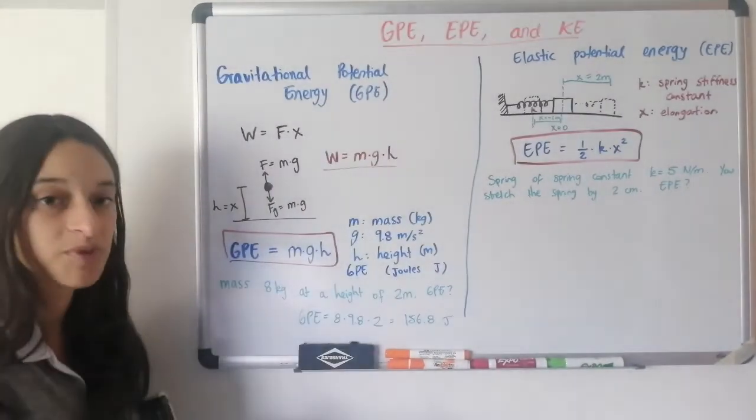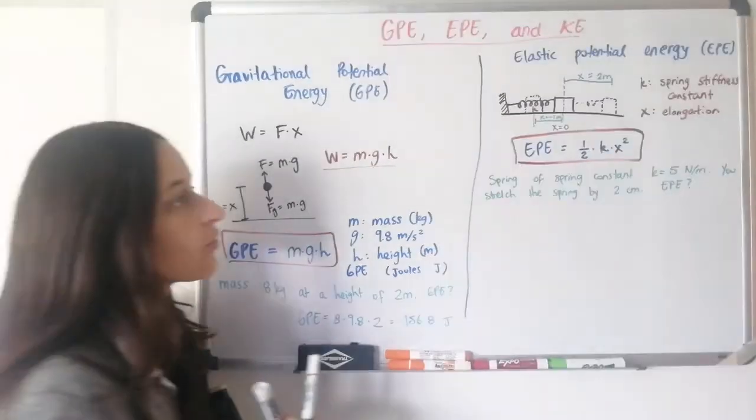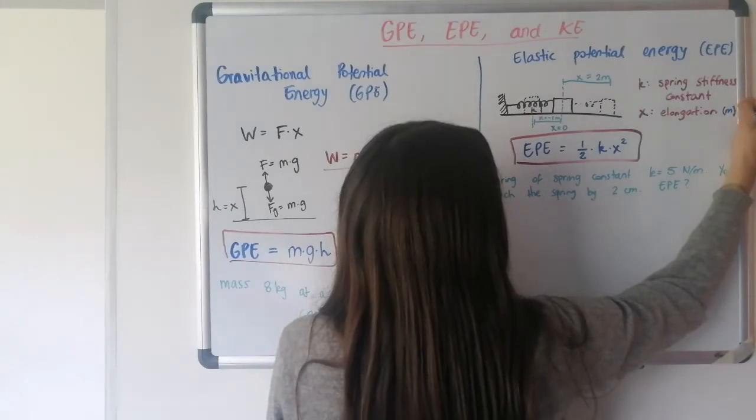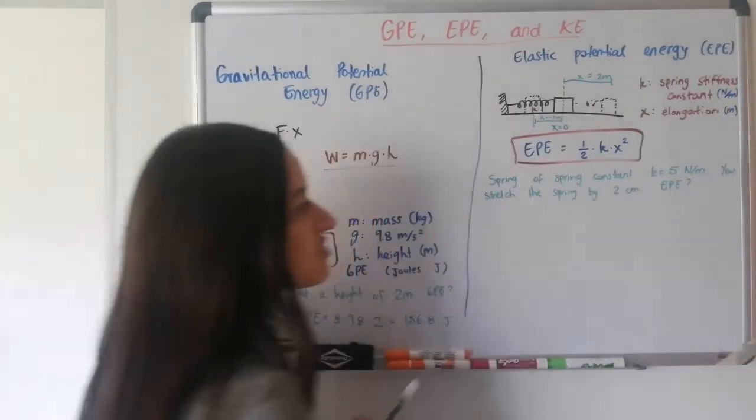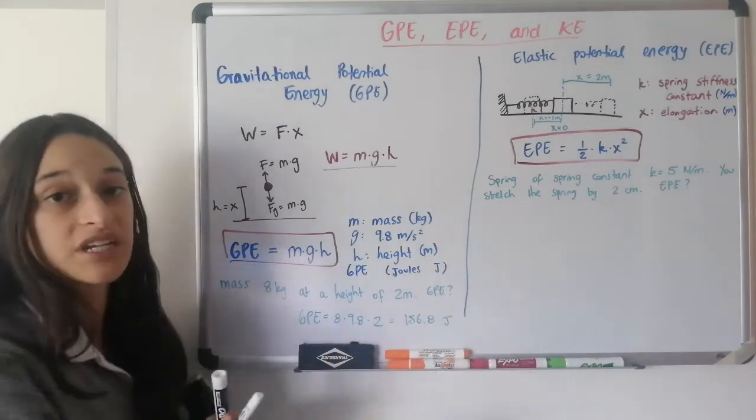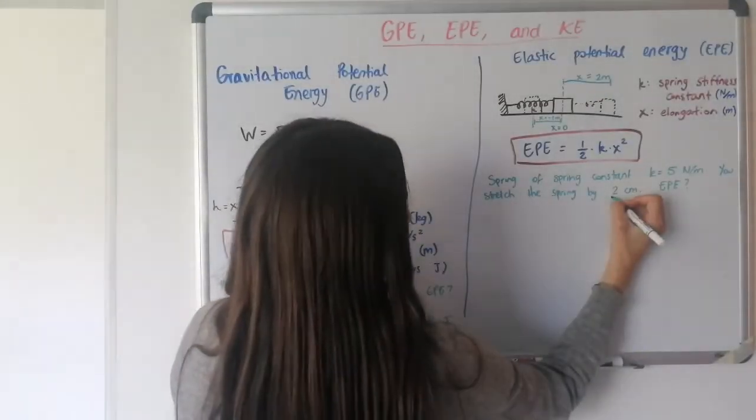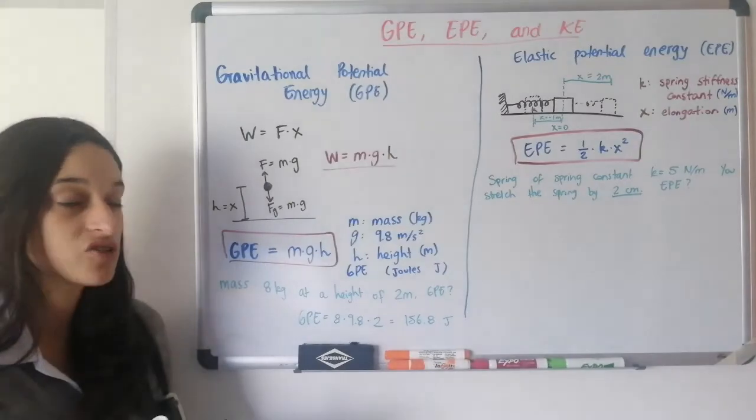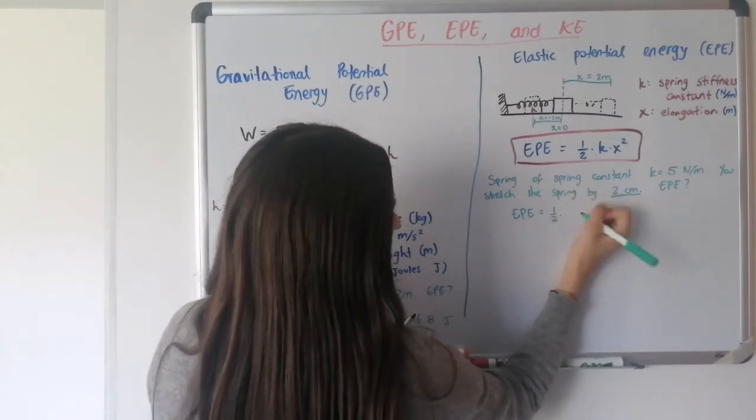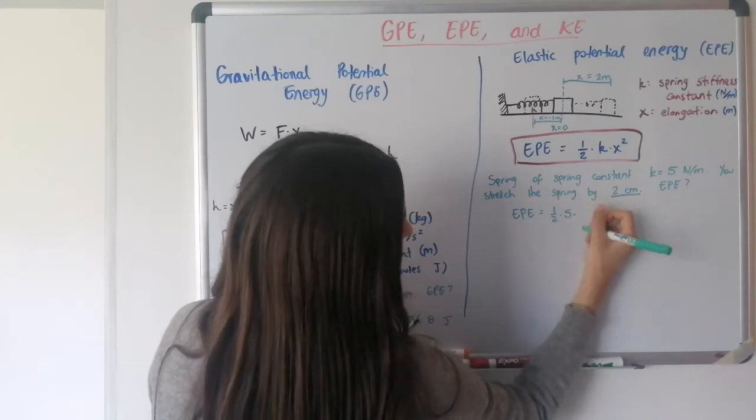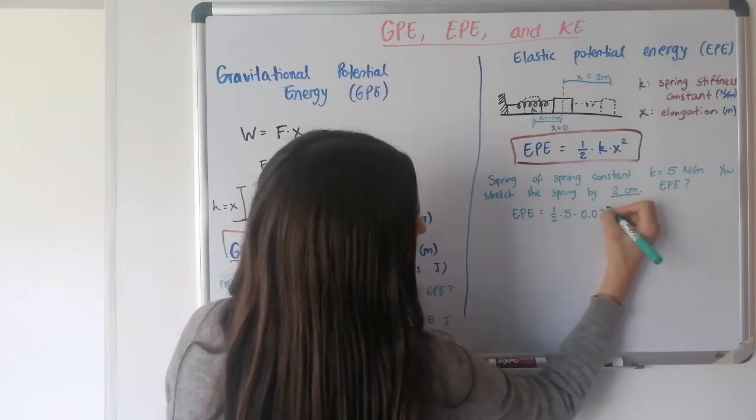So the first thing is we need to remember that the units are always the same, the SI units that we've been using always. So our elongation has to be in meters, and our spring constant has to be in newtons per meter. Okay, that's the only way that we're going to get the right unit for the energy in joules. So what we need to do is put it in the equation, but just remember that these 2 centimeters, we have to convert them to meters. So EPE would be 1/2 times our K, which is 5, times the x squared, which is 0.02, because we moved it from centimeters to meters, squared.